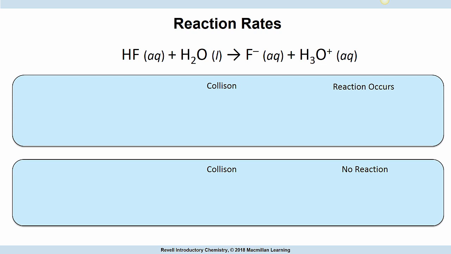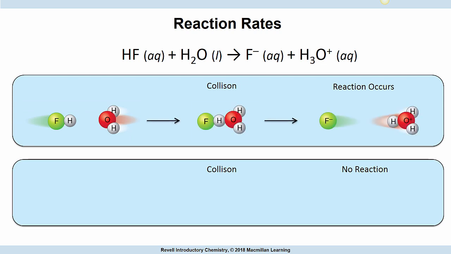Chemical reactions occur when atoms or molecules collide. For example, consider the reaction of hydrofluoric acid with water to produce hydronium and fluoride ions. For this reaction to happen, the HF and H2O molecules must collide with each other. However, not every collision produces a reaction. The molecules must collide with enough energy and at an orientation that allows the rearrangement to take place.